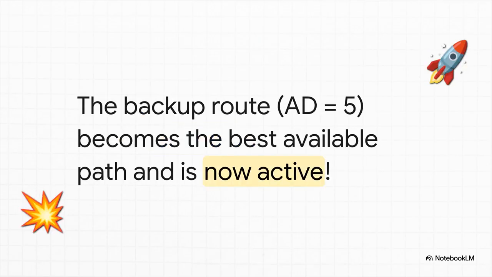And then it happens. Your main internet connection goes down. That super trustworthy route with an AD of 1, poof, it's gone from the routing table. The router immediately panics for a split second and says, okay, what's my next best option? And guess what's waiting? Your floating route with its AD of 5. Suddenly, it's the best path the router knows about, so it instantly installs it and your traffic switches over to the backup link, hopefully before anyone even notices.